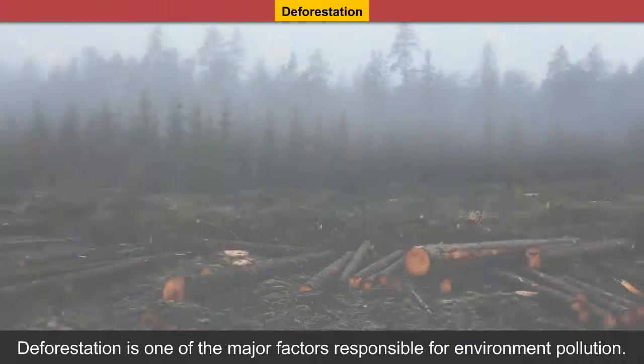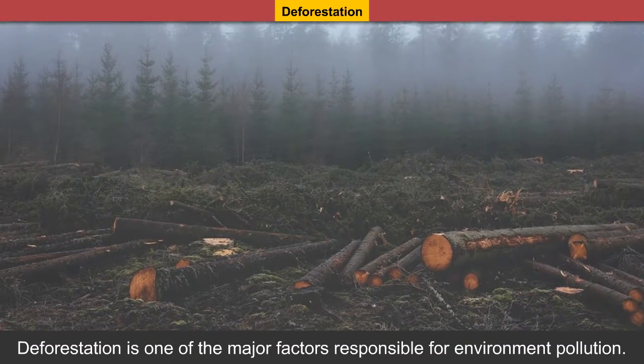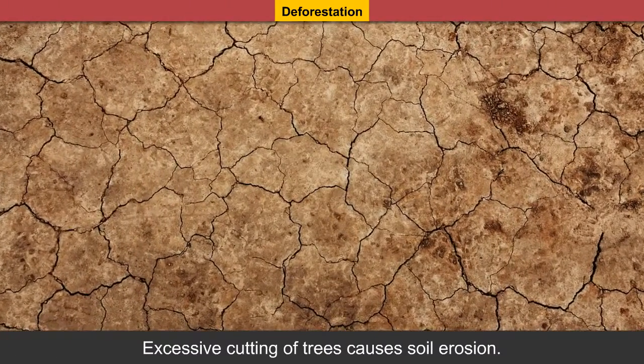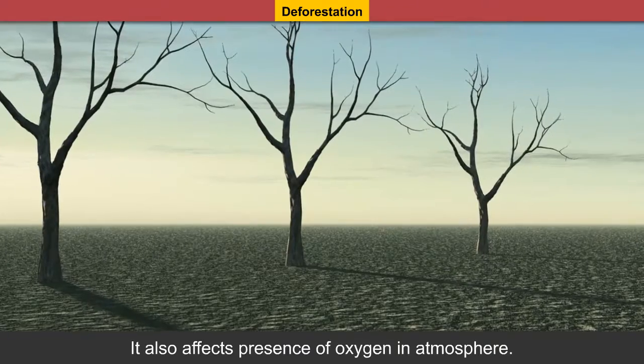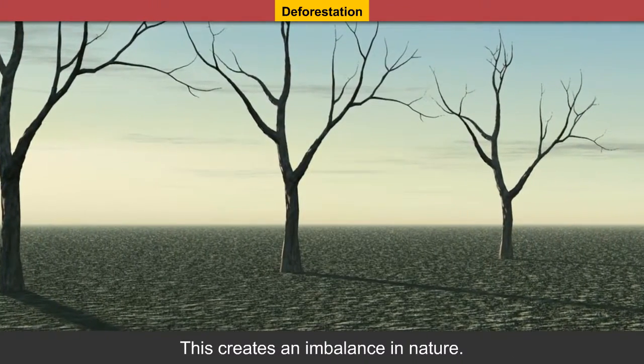Deforestation. Deforestation is one of the major factors responsible for environment pollution. Excessive cutting of trees causes soil erosion. It also affects presence of oxygen in atmosphere. This creates an imbalance in nature.